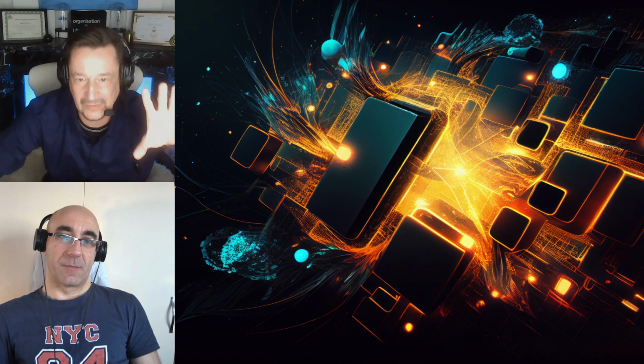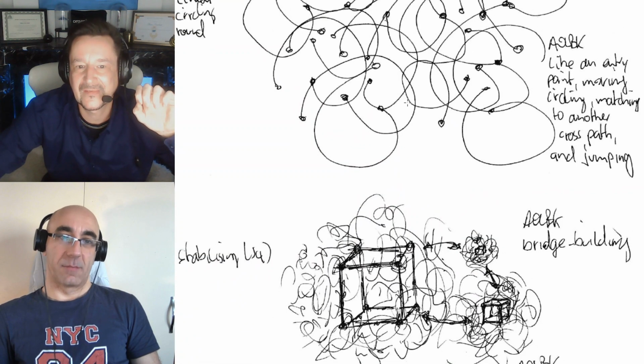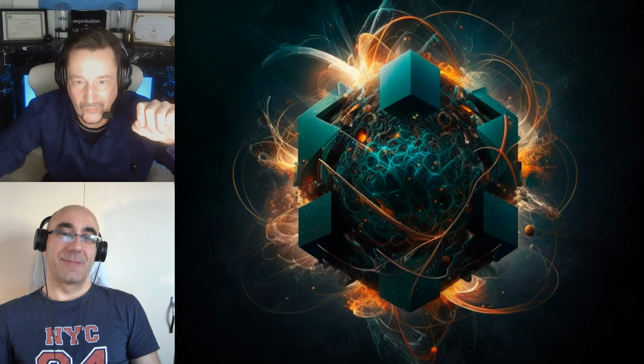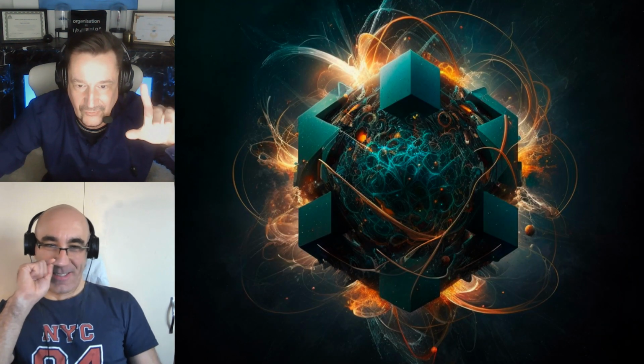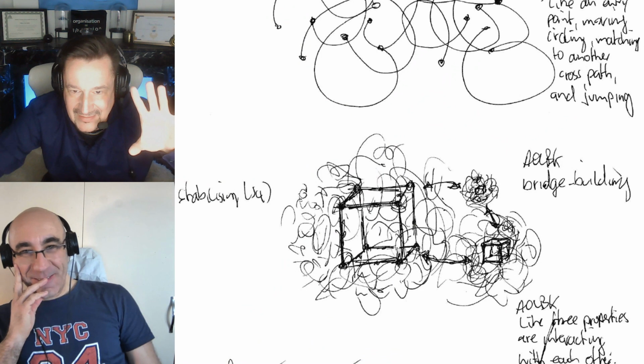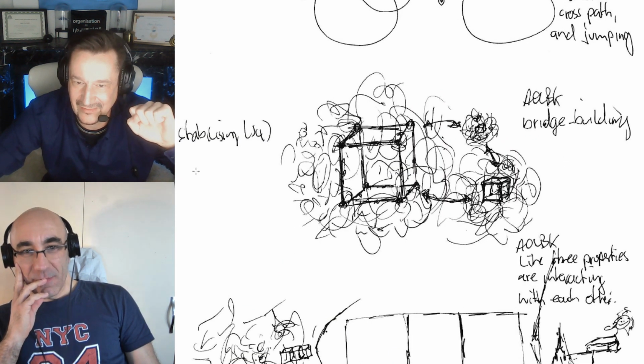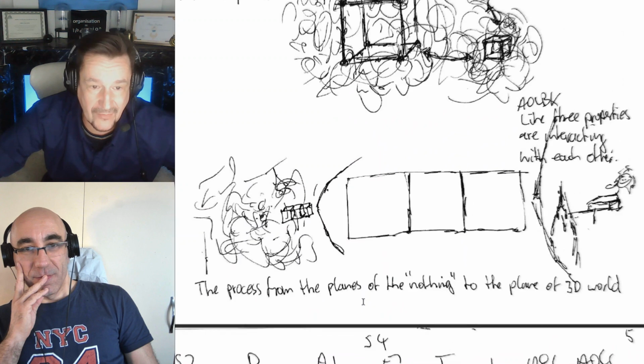And this bridge building includes these cubes again. You have this impression, right? This one is moving, so you've got this here, and here in this area or plane or whatever, starting these cubes. These cubes are all interconnected to each other. They have a stabilizing process, like three properties interacting with each other.